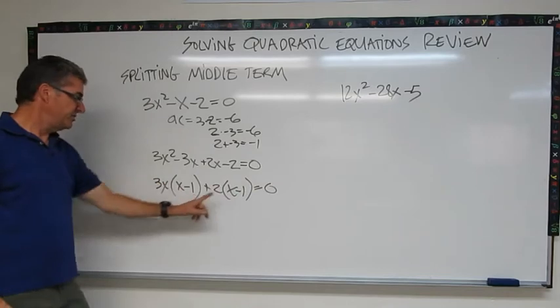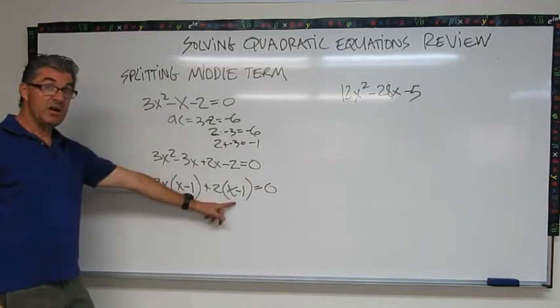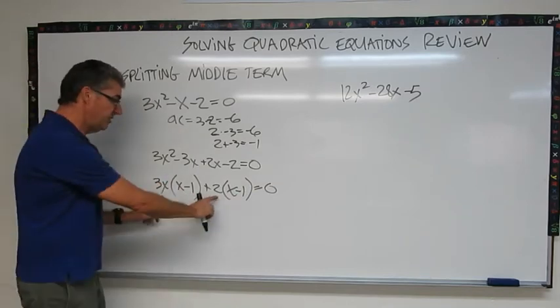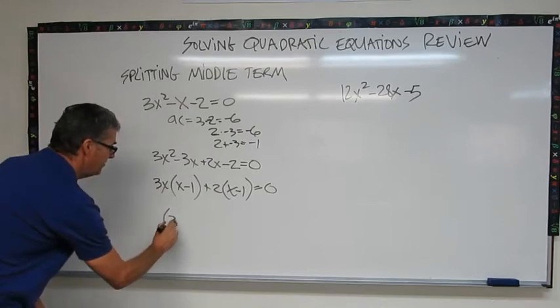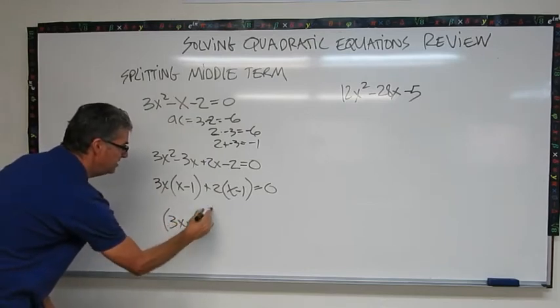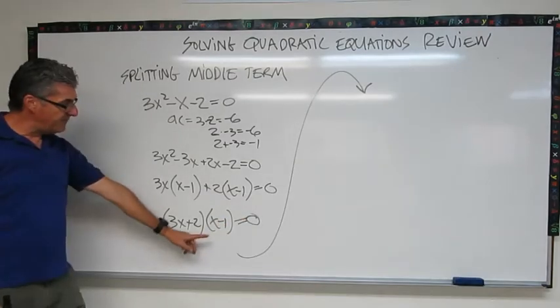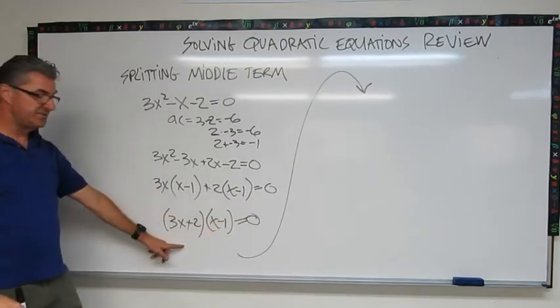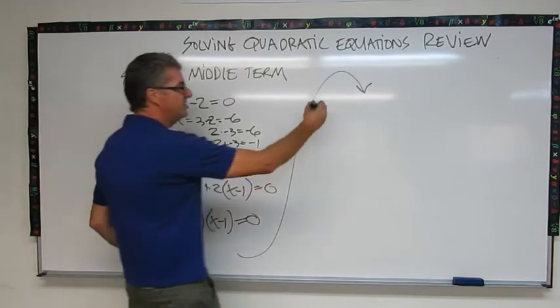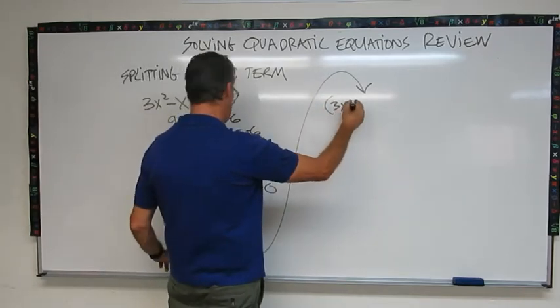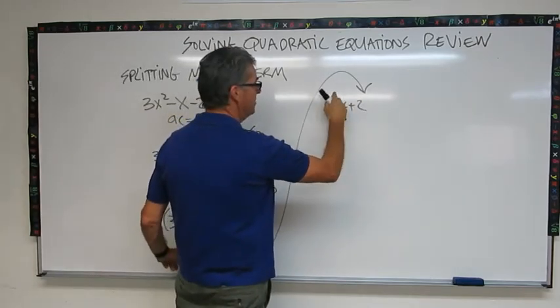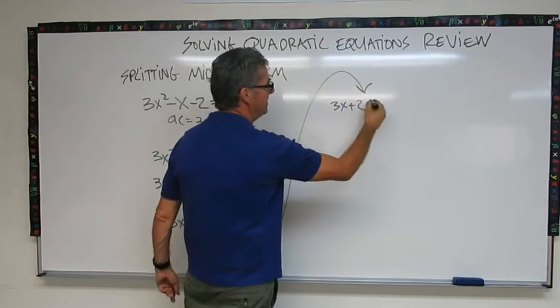So these two factors are the same. That's our confirmation that we did this correct. So now I bring these two down. 3x plus 2 times x minus 1 equals 0. Now I have my fully factored non-zero side. I've got my two little equations to solve. I have 3x plus 2, I don't need the parentheses, equals 0.